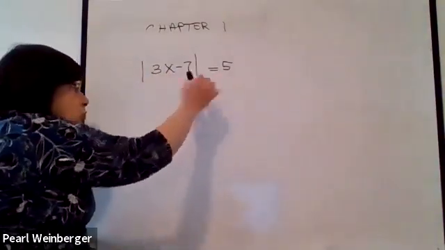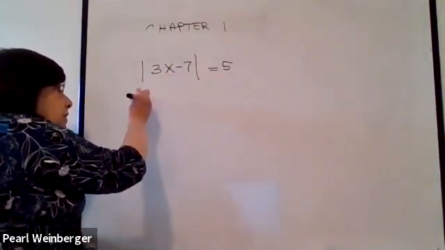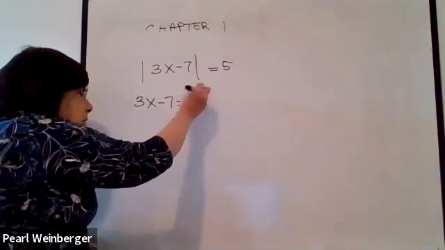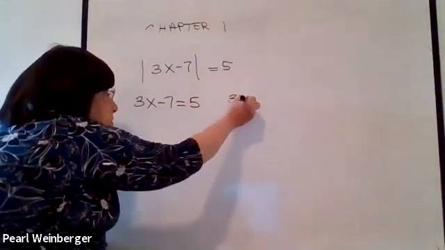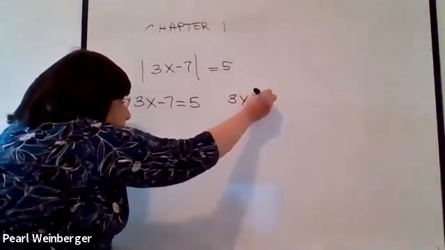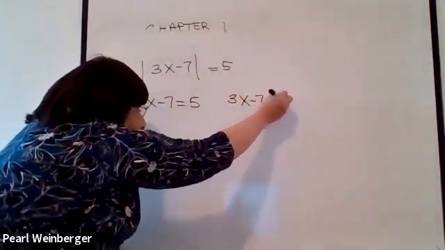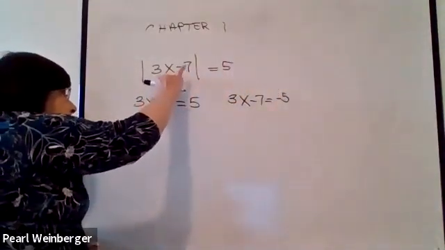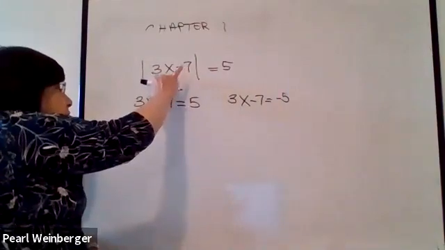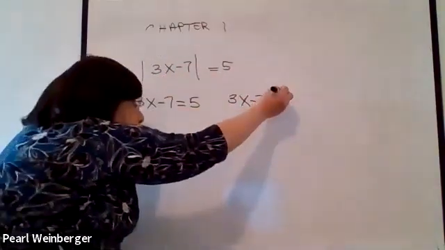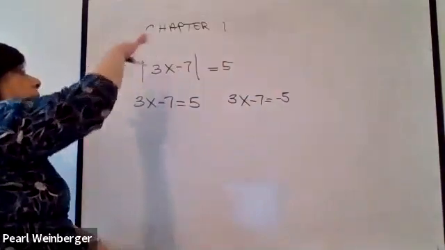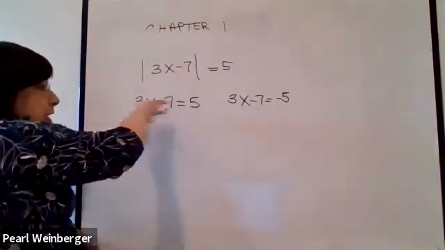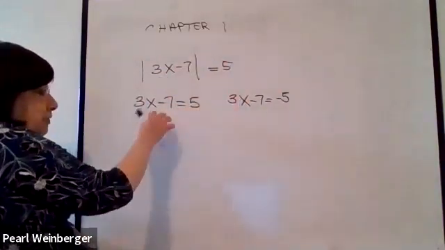We have to write two equations. The first equation is 3x minus 7 equals 5. The second equation is 3x minus 7 equals -5. Because the absolute value of something, then what's inside could have originally been positive or negative, because the whole point with absolute value is that you make it a positive. So now we don't have any absolute value signs.